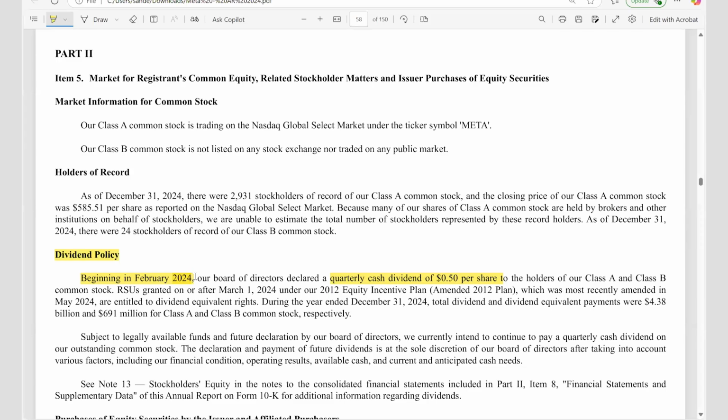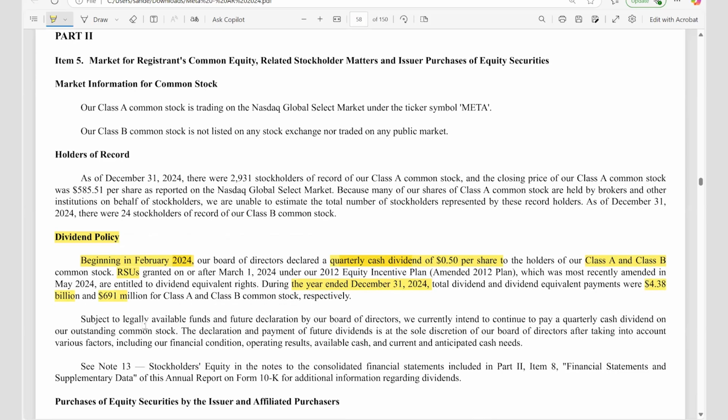So this says that beginning 24, which is last year, the company declared 0.5 of dividend quarterly. If the quarter is 0.5, then annual will be $2, 0.5 into 4 times. That is on the Class A and Class B shares that they give. RSU, we don't need RSU related information here. Then it says that during the year ended December 24, which has just gone by already, the total dividend payment was 4.38 billion and 6.1 billion for Class A and Class B. So total dividend paid is 4.38 plus this, approximately 5 billion dividend has been paid to all the shareholders. Now, what about 25?